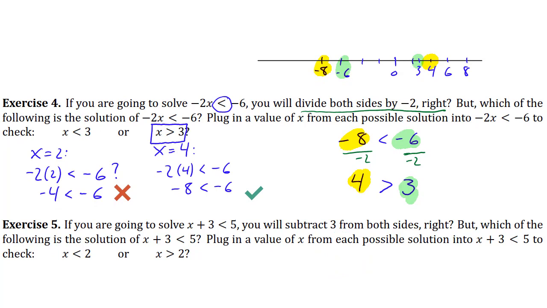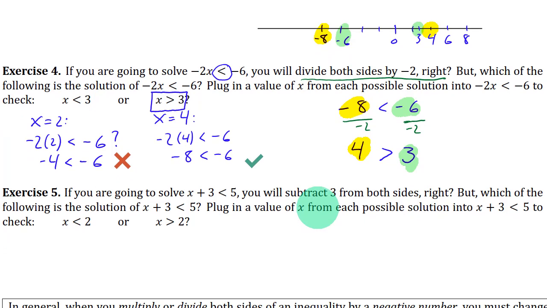So if you are going to solve x plus 3 is less than 5, you want to get rid of that 3 to get x by itself. You would subtract 3 from both sides, right? But which of the following is the solution? Is it x is less than 2 or x is greater than 2? Well, let's try your favorite number less than 2. Let's try 0.